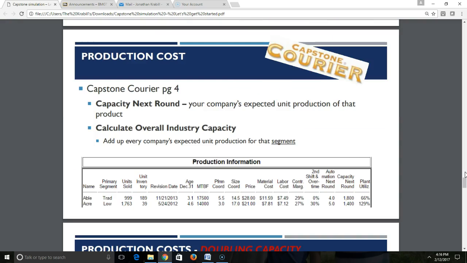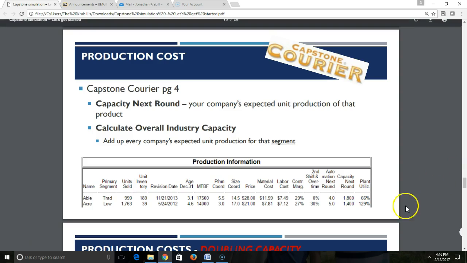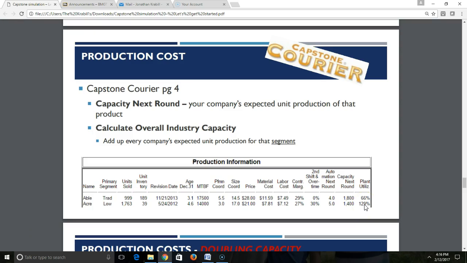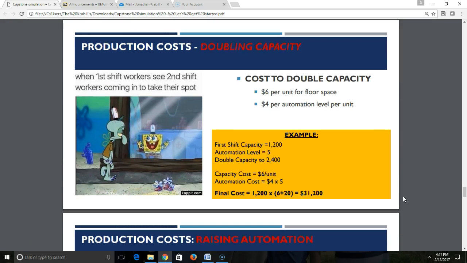Production costs, we're going to look at capacity next round versus overall industry capacity. And from that standpoint, we want to look at some of the main things here, right? This is going to be the total capacity for this next round. Plant utilization from a traditional and a low product line. And we're going to see if we're working at full capacity or where we could shift our monies around to.